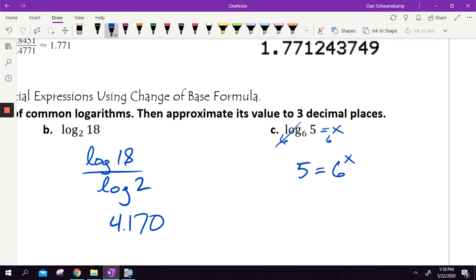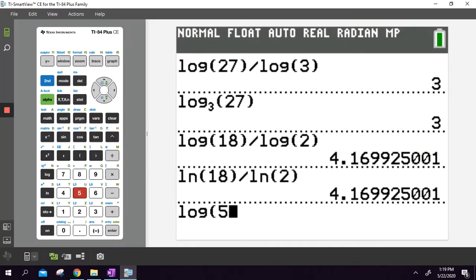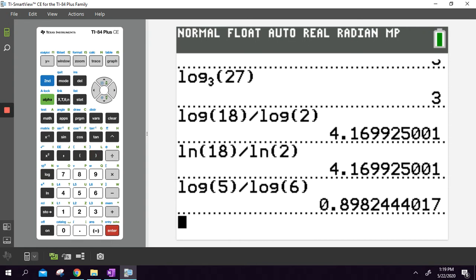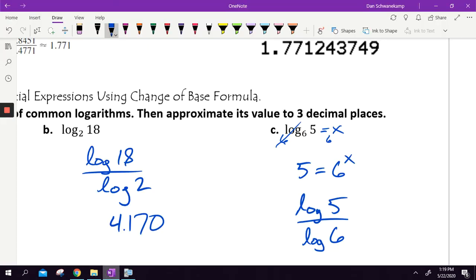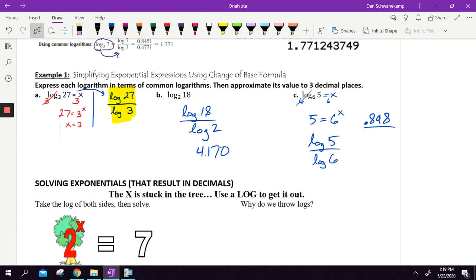So if I wanted to type this into my calculator, I would do log of 5, log of the argument, divided by the log of the base. So log of 5 divided by log of 6. 0.898. And again, that should make some sense here because this number needs to be less than 1 in order to get me 5. That's change of base formula. Again, if you know how to use your calculator, it's not too bad.